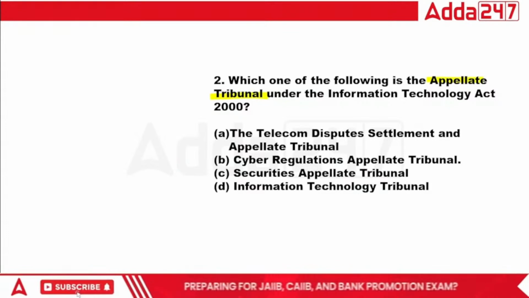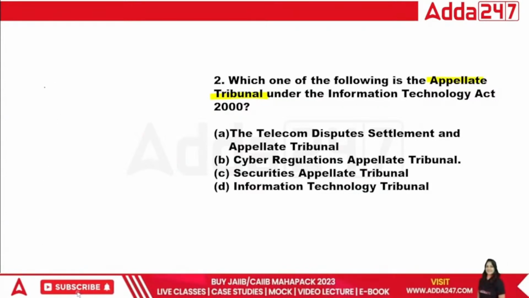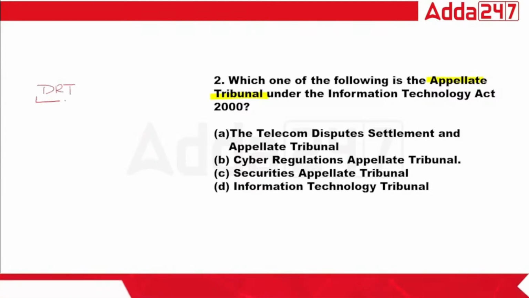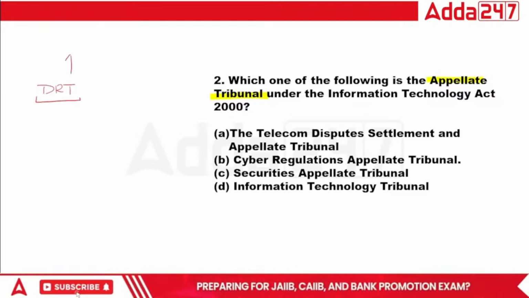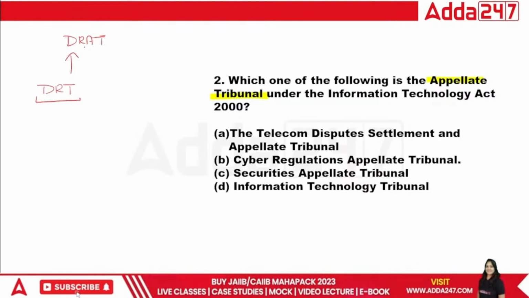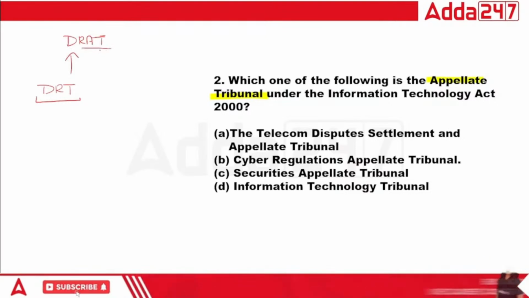Which one of the following is the Appellant Tribunal? What is an Appellant Tribunal in which we can do the appeal? Suppose this is your Debt Recovery Tribunal. If we are not satisfied with the decision of DRT, we can go to the DRAT, Debt Recovery Appellate Tribunal. So that is the appellate body.